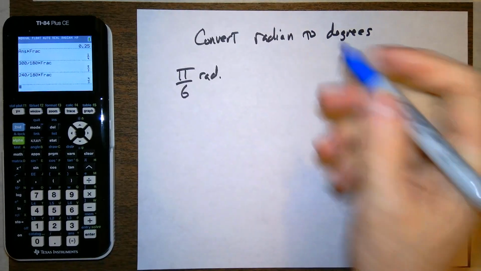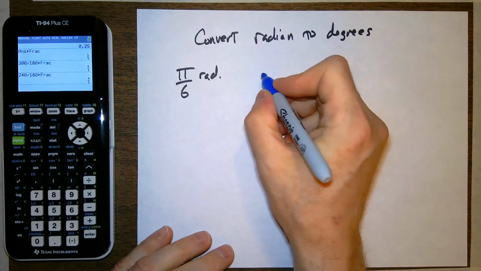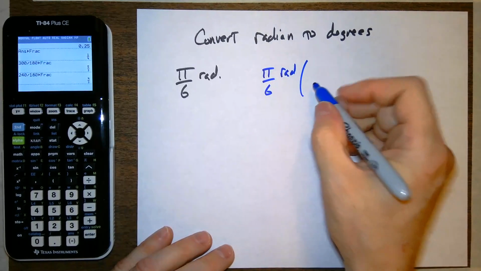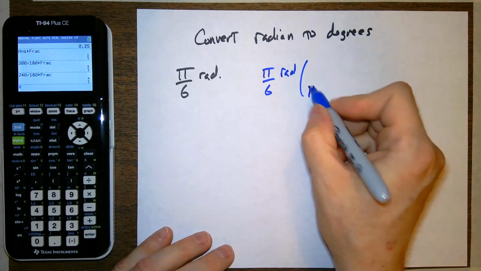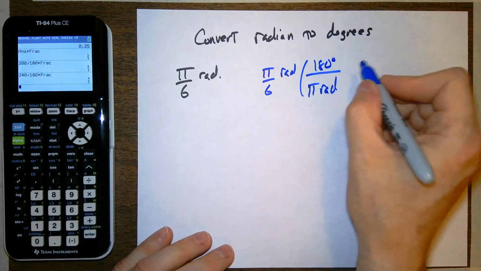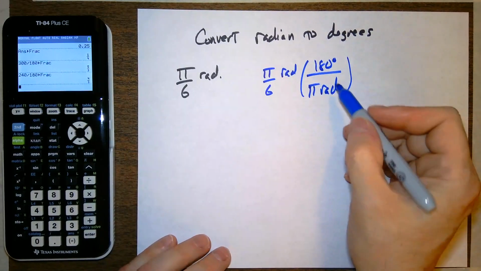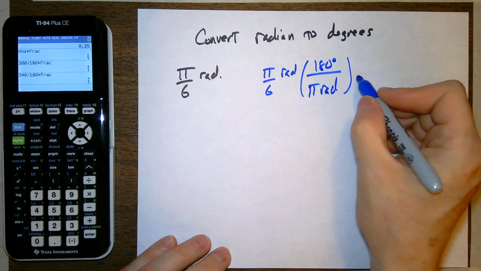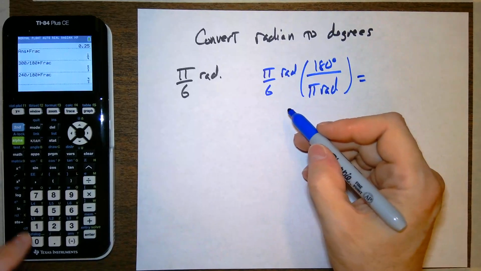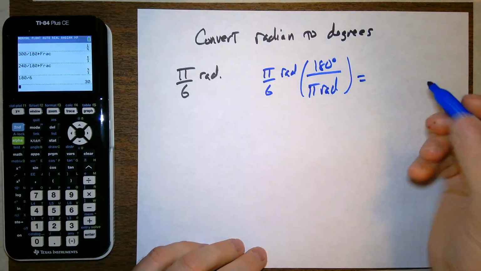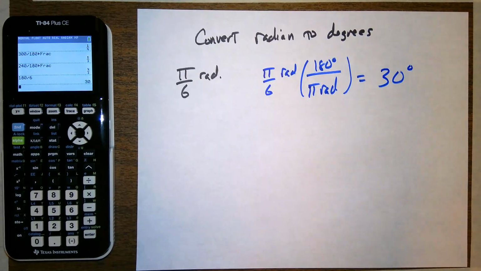Well, I'm going to multiply it by my unit ratio again. So pi over 6 radians. This time I want radians in the bottom. So pi radians goes here, and 180 degrees goes there. Again, this is the unit conversion. The radians cancel, the pi's cancel, and I'm going to get 180 divided by 6, 30 degrees.